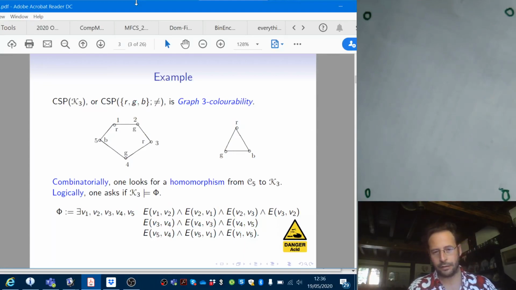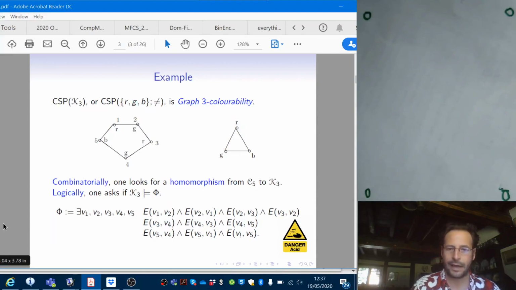We can see that the pentagon, the 5-cycle, has a homomorphism to K3, the triangle. The CSP of K3 is graph 3-colorability. And we can see that this 5-cycle has a homomorphism to the triangle if and only if this formula here is true on the triangle. And what we've done is we've mapped edges from the input pentagon to atoms in the sentence that we are testing on the triangle. So each of these edges is going to one of these atoms. So this is showing how the constraint satisfaction problem can be both combinatorial and logical.